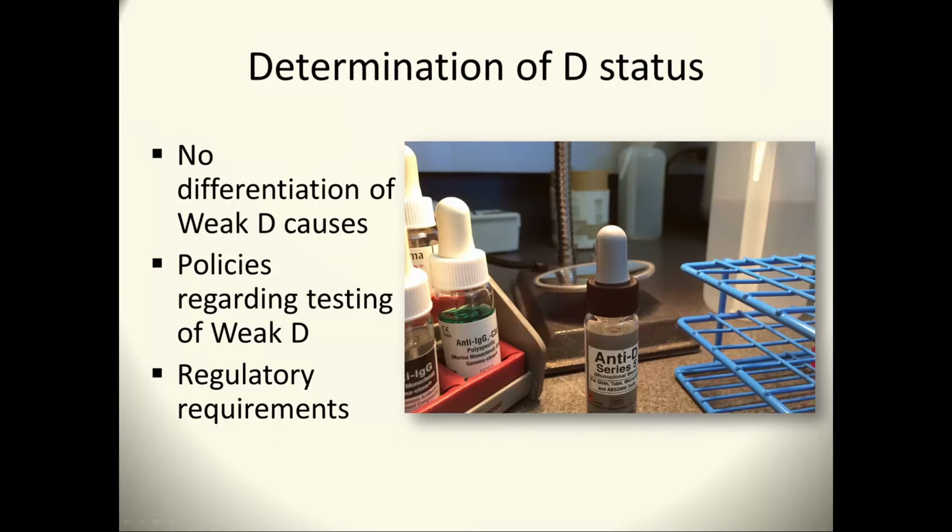Weak D testing is required, however, on all blood donors who initially appear to be Rh negative. A positive weak D test in a blood donor means that the unit needs to be labeled as Rh positive and should only be transfused to Rh positive recipients.